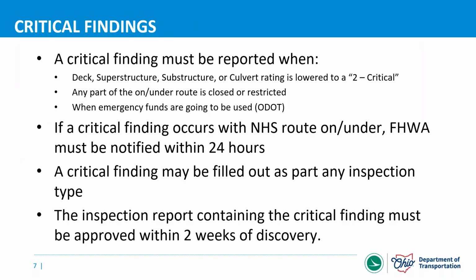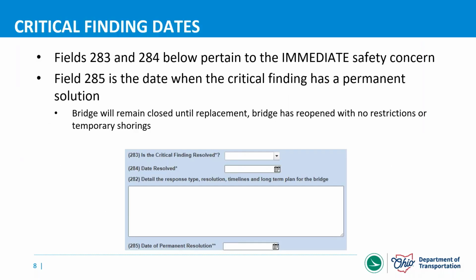This hasn't changed, but I just want to remind everyone that an inspection report containing a new critical finding must be approved within 2 weeks of discovery. So even if that's a routine inspection where typically you would have 3 months after the inspection to get that review done, if it contains a new critical finding, we want that approved and reviewed within 2 weeks.